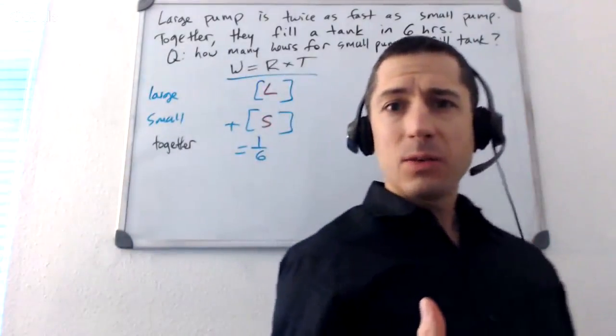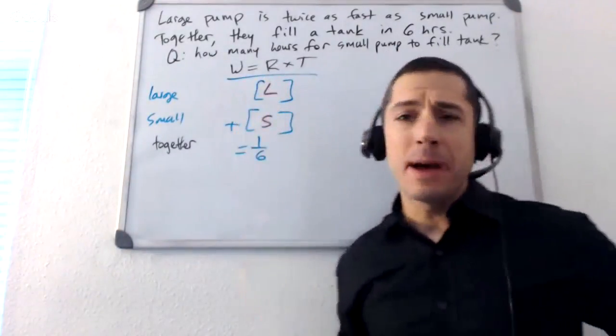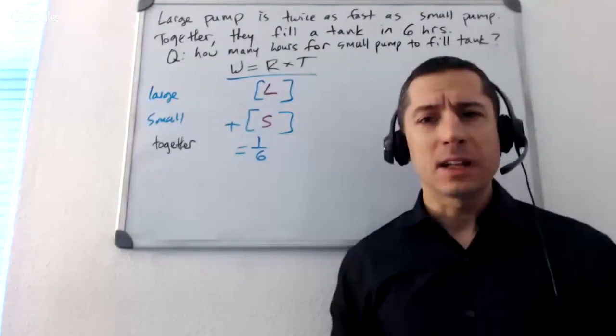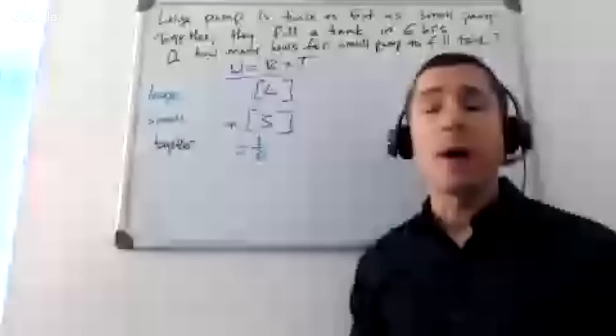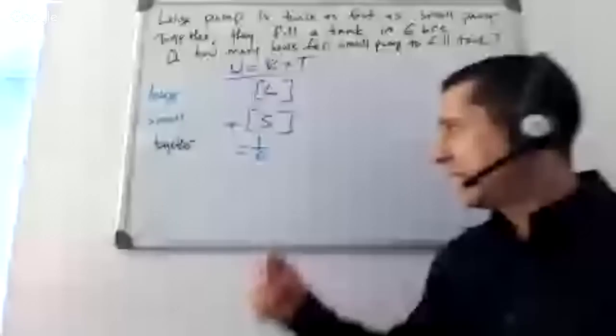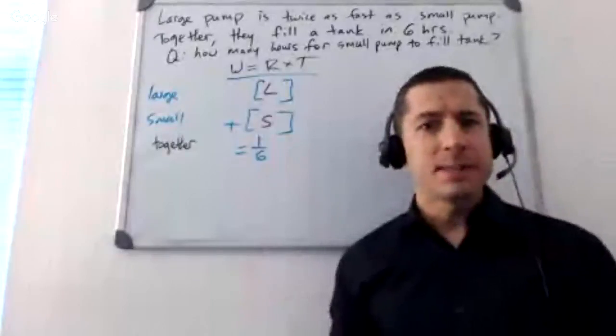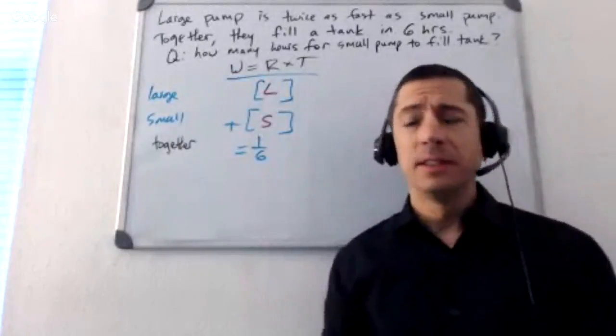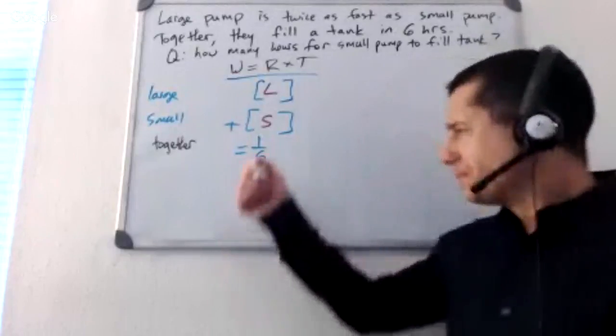But then what I always ask people when they say, oh yeah, I'm solving for S: what's S? What does S mean? And I'll get all kinds of answers there. It means the small pump. Small pump's what? The small pump, that's not a number, that's not a value. S is the small pump. Cool story. Small pump's what? The small pump's work, its rate, its time, something else. Serial number, I don't know.